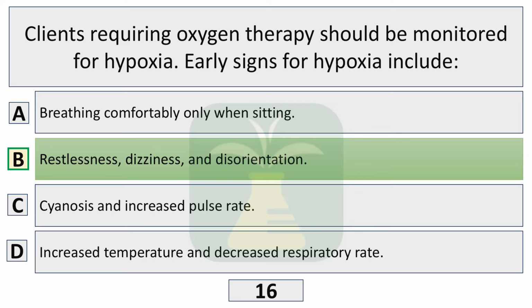Correct answer, B. Restlessness, dizziness, and disorientation. Hypoxia means that the cells do not have enough oxygen. It is a life-threatening condition. The brain is very sensitive to inadequate oxygen. Restlessness is an early sign, as are dizziness and disorientation. Hypoxia will have increased respiratory rate, increased pulse rate, but not increased temperature. Cyanosis, or bluish discoloration of the skin, is a late sign of hypoxia.